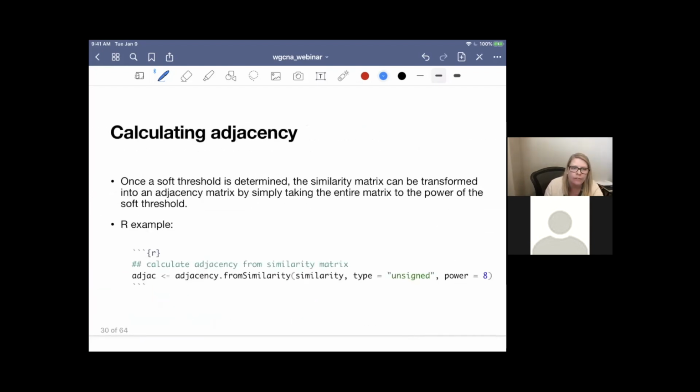So once we've decided on that soft threshold, we actually apply it to our data set like we talked about. So we take our similarity matrix and raise it to the power that we've chosen. So raise it to that soft threshold beta.